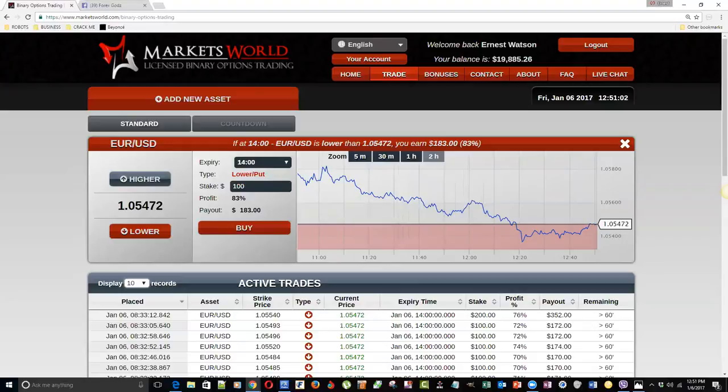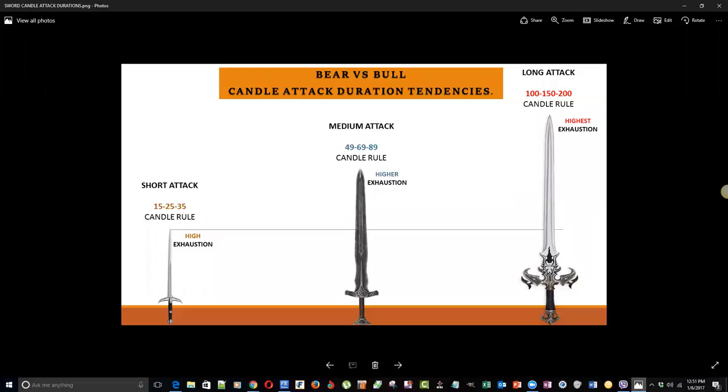All right, so let me get into explaining the bear versus bull candle attack duration tendencies. As you can see, we have the short attack. We have a rule that comes with short attacks. Now we have the medium attack, 49, 69, 89 candle rule, higher exhaustion. Long attack, 100, 150 to 200 candle rule, highest exhaustion.